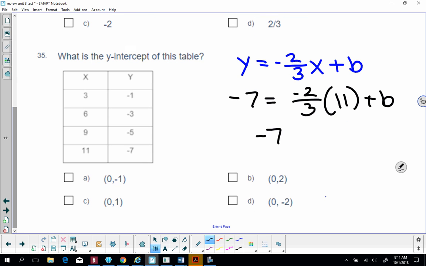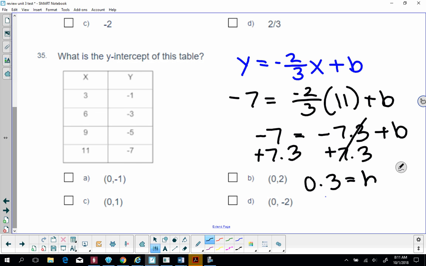And so when you do this, it's negative 7 equals, what's negative 2/3 times 11? Negative 22 divided by 3. What is that? You can't simplify it. Negative 7.3 something. Did I put the wrong answer in here? So how do you get your b by itself? Add 7.3. That's how I put the wrong answer. And so you'd end up getting 0.3 equals your y-intercept. And so that answer is not on here, so now I need to change it. But that's how you go about finding your y-intercept.